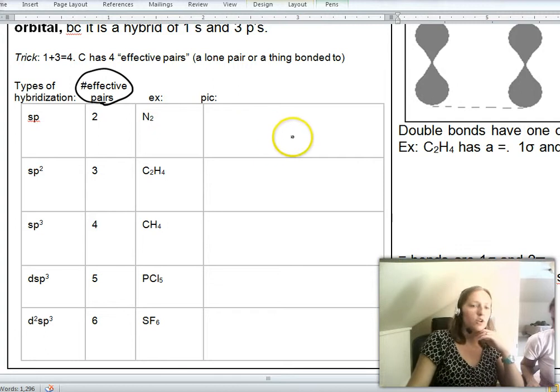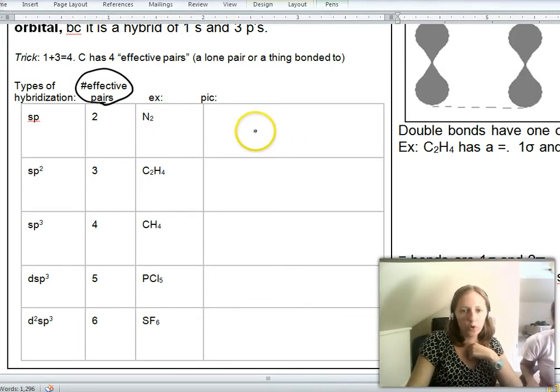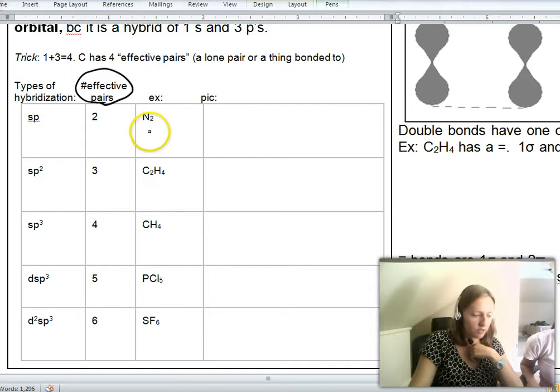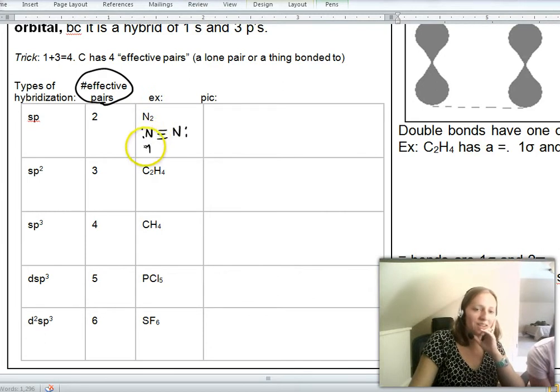And now I'm going to draw pictures. Yay, I love pictures. Oh boy. So let's see. For nitrogen, what you've got is this. And so you need to be able to do your Lewis structures. You've got a triple bond and lone pairs here. And so the question is, this nitrogen, how many things is it bonded to? Two. One of them is the other nitrogen, and the other is his lone pair. And so that's the number of effective pairs.